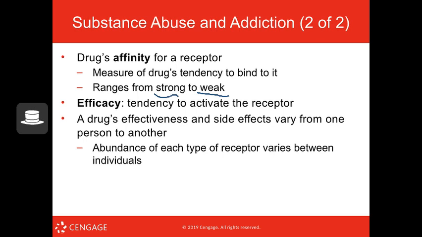Then we have efficacy. That's a tendency to activate the receptor. Just because it binds doesn't mean that it's going to have any activation, or that anything's going to continue down the neuron. So those two single friends go on a date, and you're like, well, done, they're in a relationship now. No, efficacy refers to whether anything is actually going to happen. Will the magic happen? The effectiveness and side effects of a drug are going to vary from one person to another because no one's brains are the same. Some people might have more of a certain receptor, and that varies from person to person. Based on the amount of receptors they have available, that's going to affect their response to a specific drug.